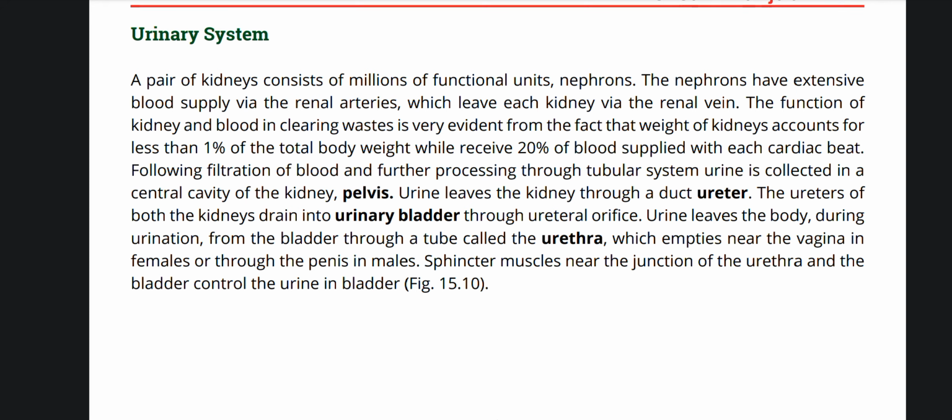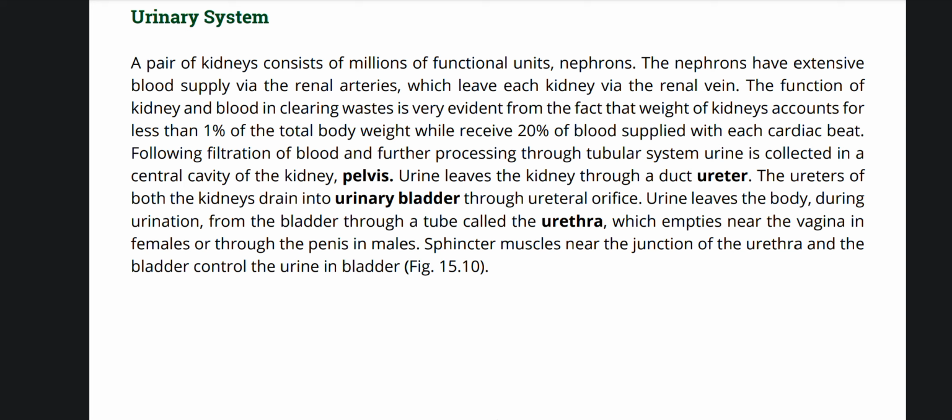Urine leaves the body during urination from the bladder through a tube called the urethra, which empties near the vagina in females or through the penis in males. Sphincter muscles near the junction of the urethra and the bladder control the urine in the bladder.